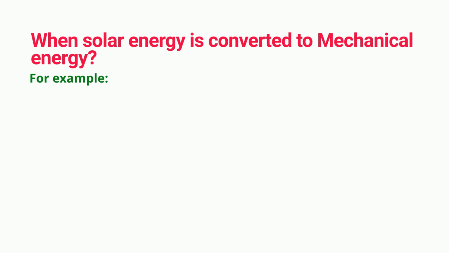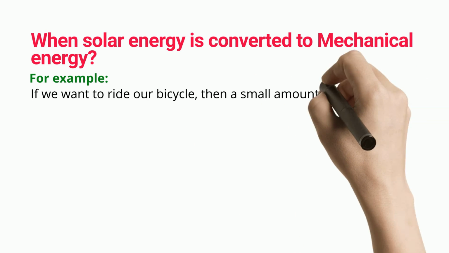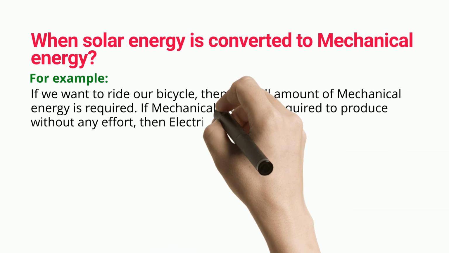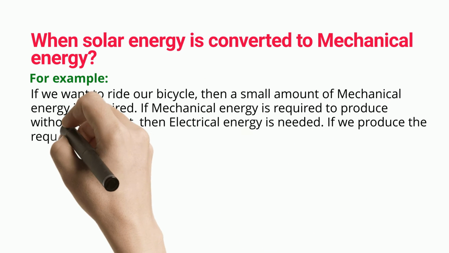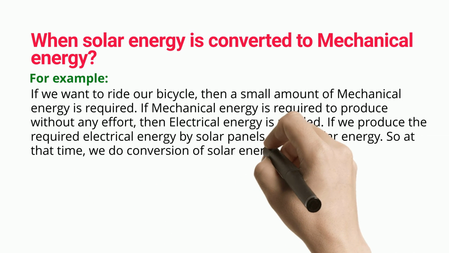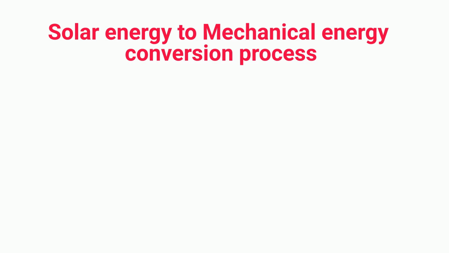For example, if we want to ride our bicycle, then a small amount of mechanical energy is required. If mechanical energy is required to be produced without any effort, then electrical energy is needed. If we produce the required electrical energy by solar panels, that means solar energy, then at that time, we do conversion of solar energy into mechanical energy. Solar energy to mechanical energy conversion process.